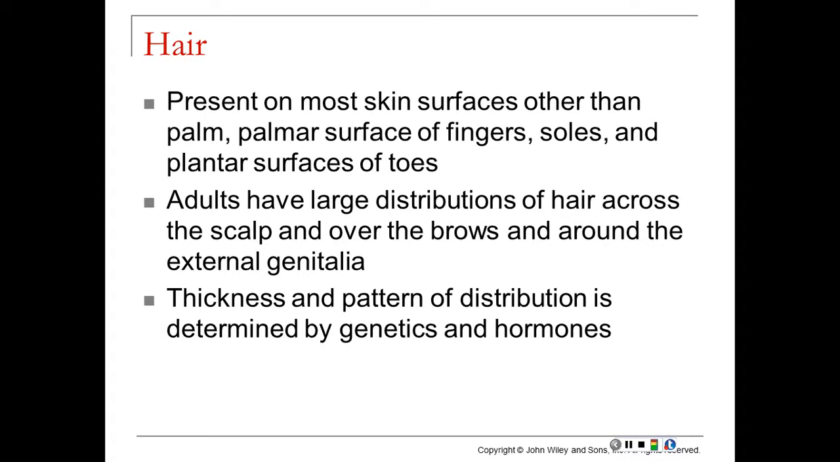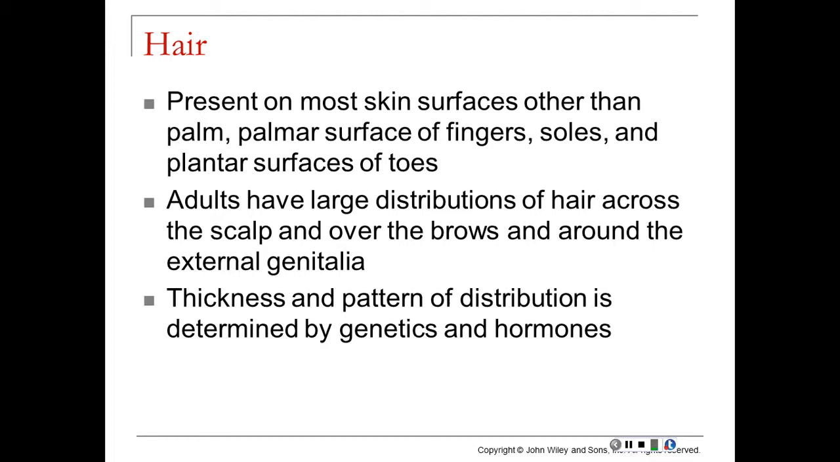So let's get into some details now. Hair is present on most surfaces of our skin other than the surface of our fingers, our palm, the soles of our feet, and that's again for increased friction in those areas. Adults have large distributions of hair all over the scalp, eyebrows, around the external genitalia. The hair around the external genitalia is associated with specialized sweat glands to help with antibiotic properties as well as to help attract the opposite sex, although most of us try to disguise those scents by using perfumes and such.